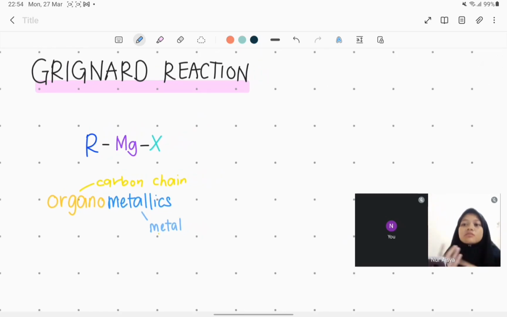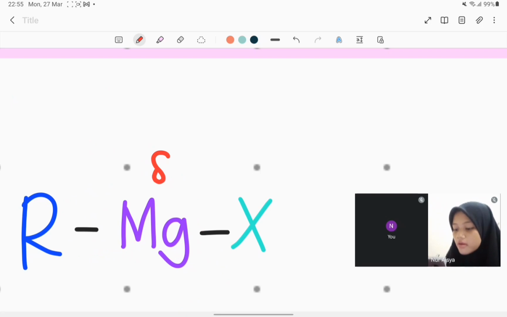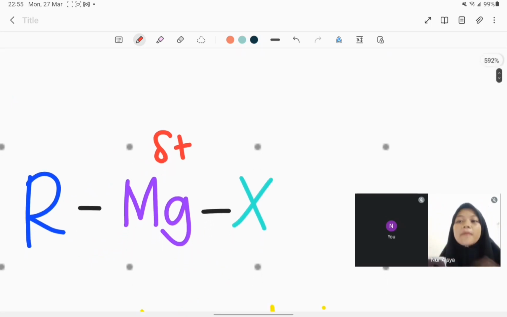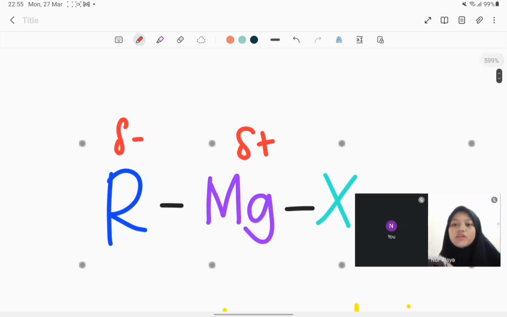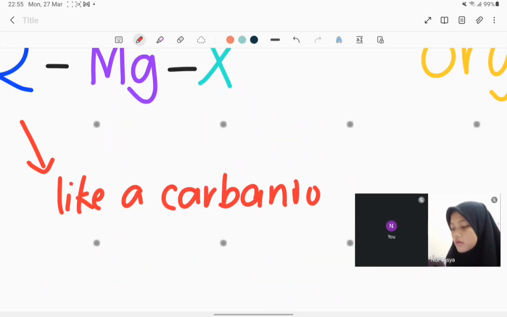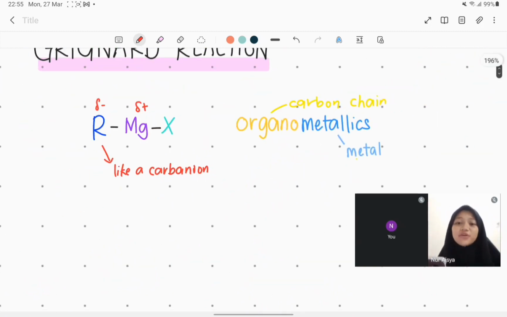So in this case, the carbon bonded to the magnesium metal has such a difference in electronegativity that the magnesium becomes partially positive, making that carbon partially negative, almost to the point of being a carbanion. This is a side note: a carbanion is a carbon with a negative charge, a very unhappy group, and therefore very reactive.